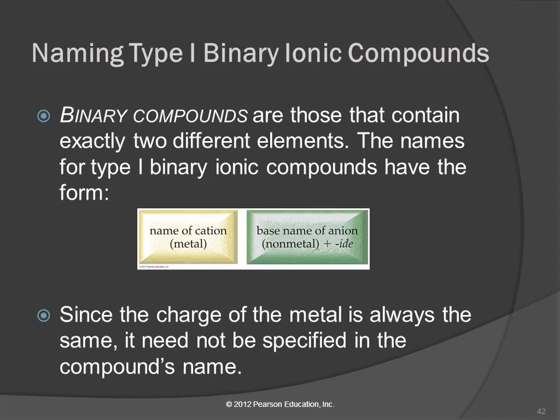When we name the compound, binary ionic compounds have 2 different elements. We just have the name of the cation, which is the metal, and the name of the anion. The anion is going to be a nonmetal. We take its element name and change the ending to "ide." For type 1, we don't need to specify the Roman numeral because they all have just one charge, which we can figure out by looking at the periodic table.